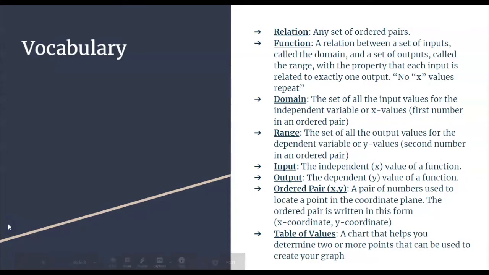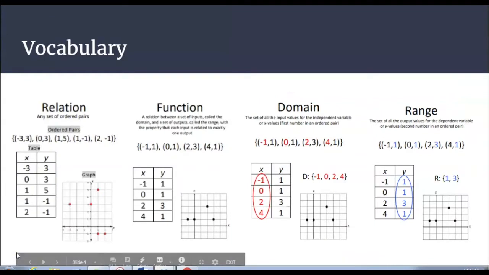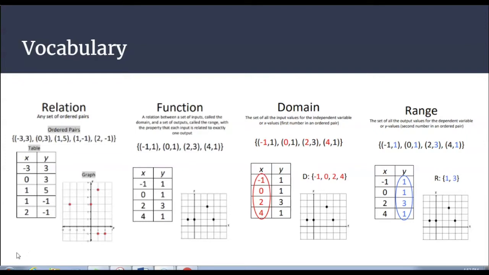Here is the vocabulary associated with today's SOL. Please take a moment to copy the vocabulary terms as well as the definitions. Here are some illustrations that should accompany your definitions for the following 4 terms: relation, function, domain, and range. Please take a few moments to copy those down.